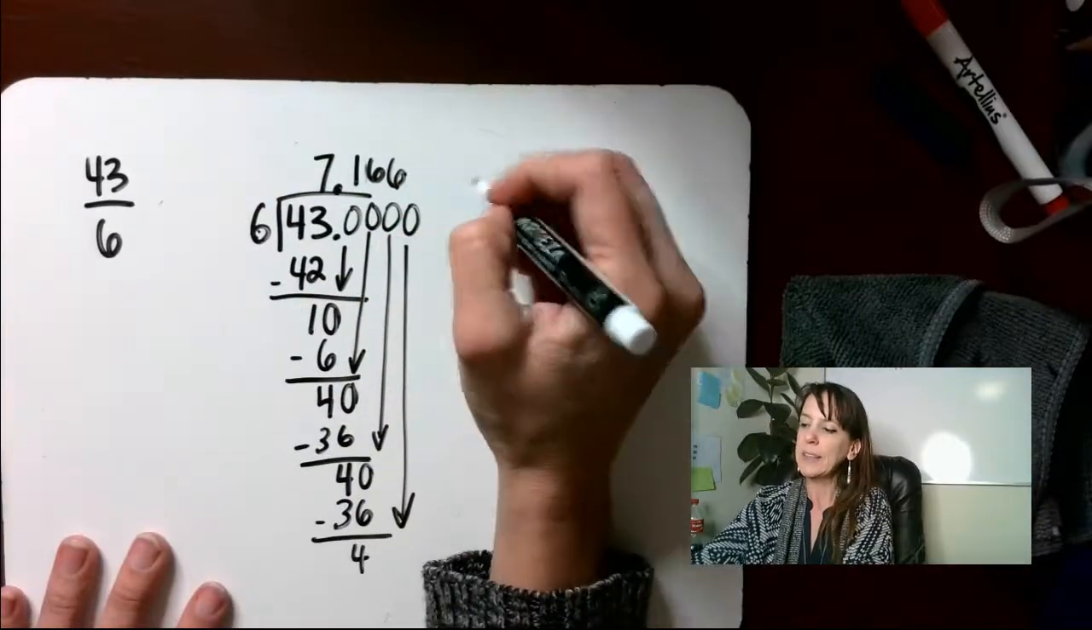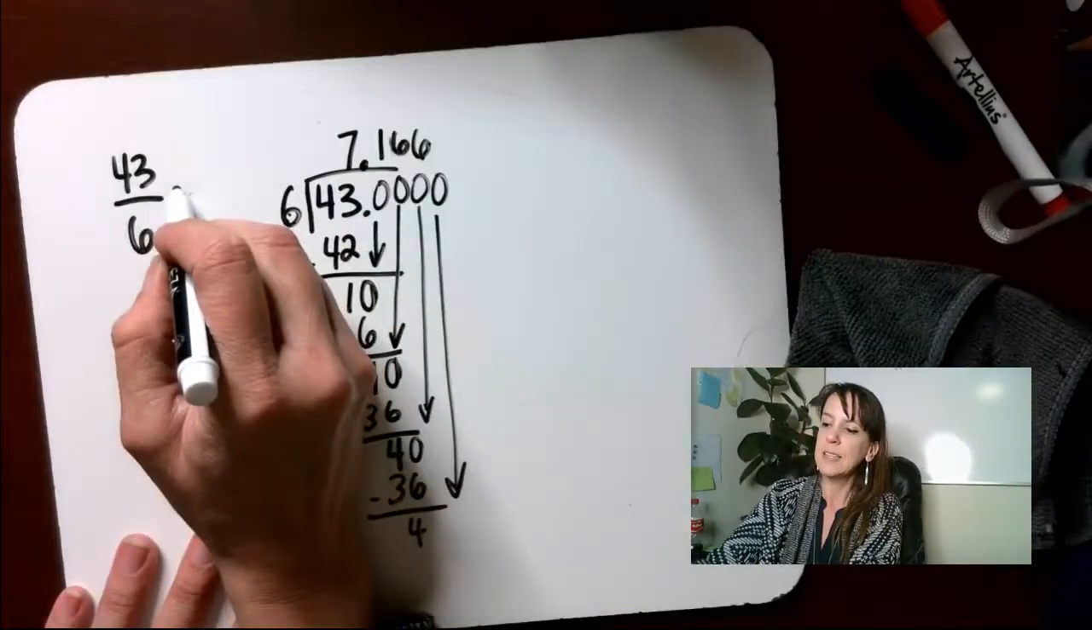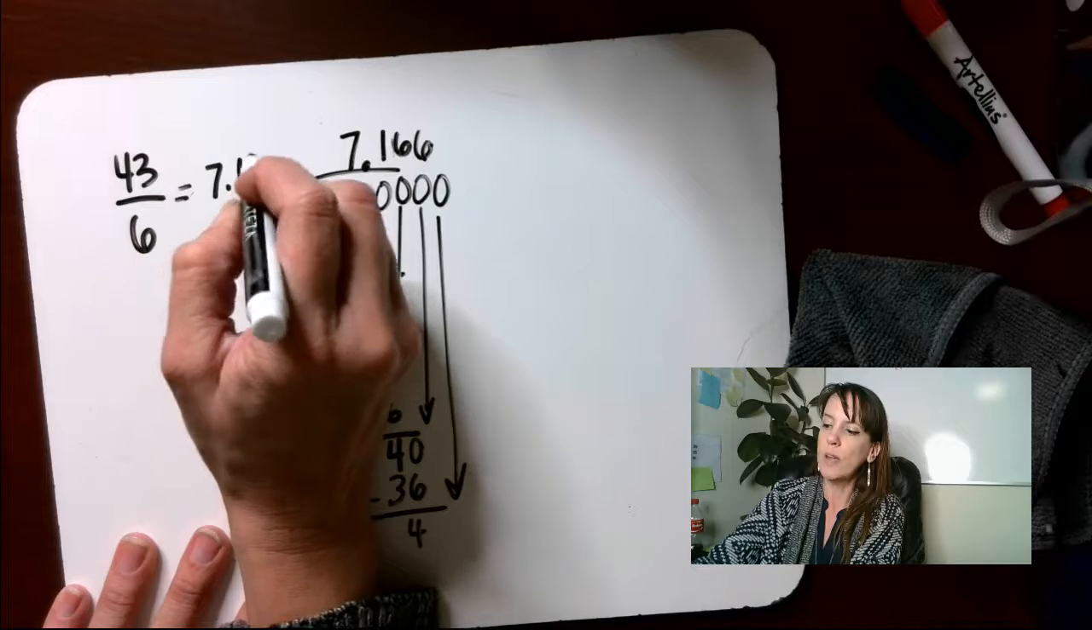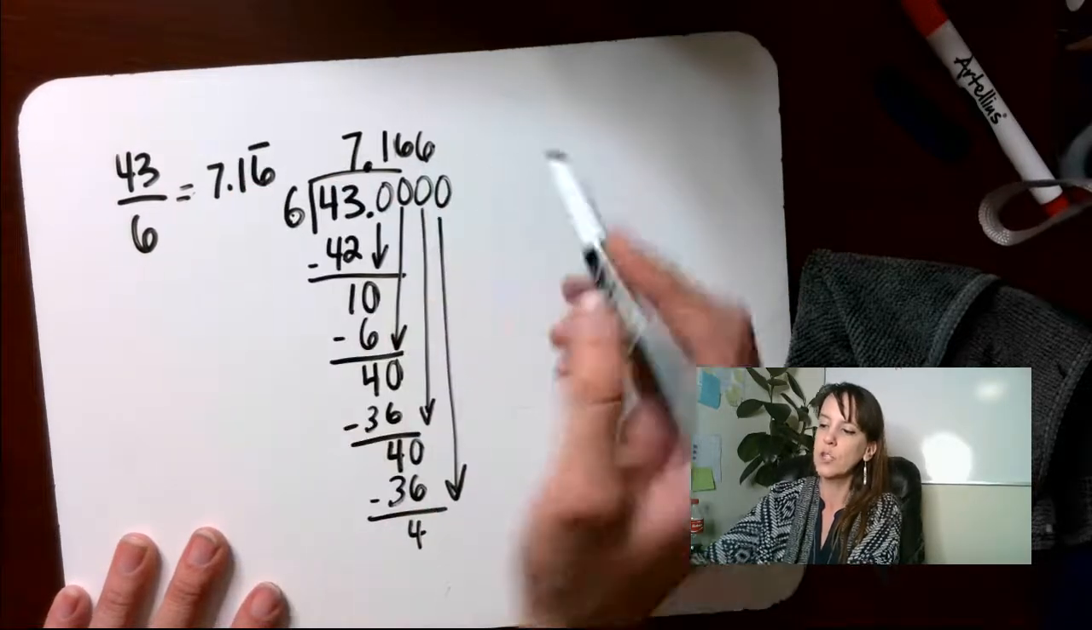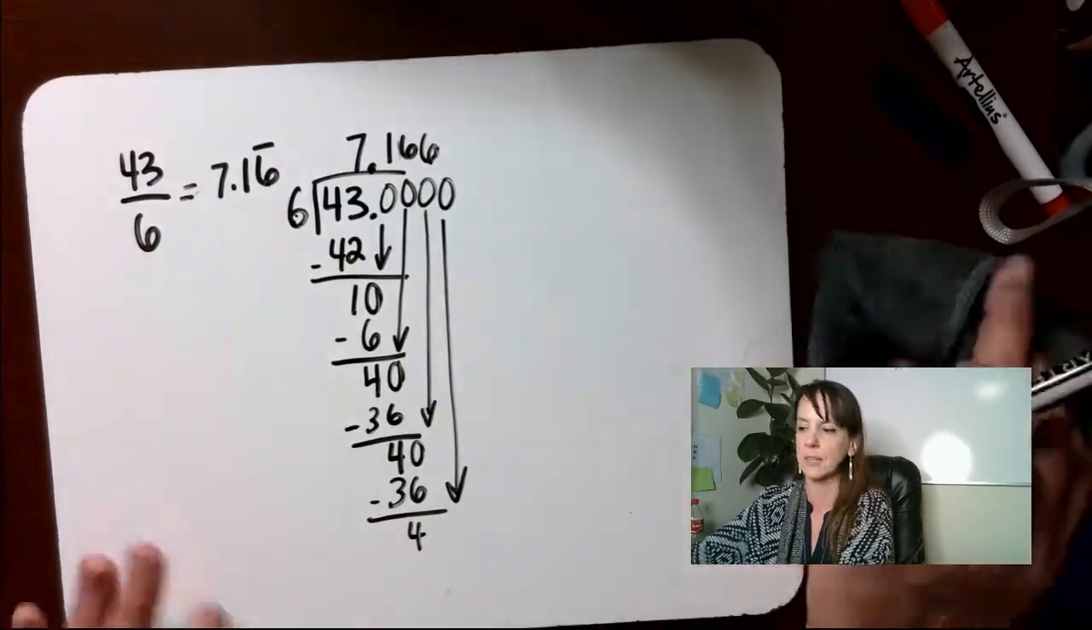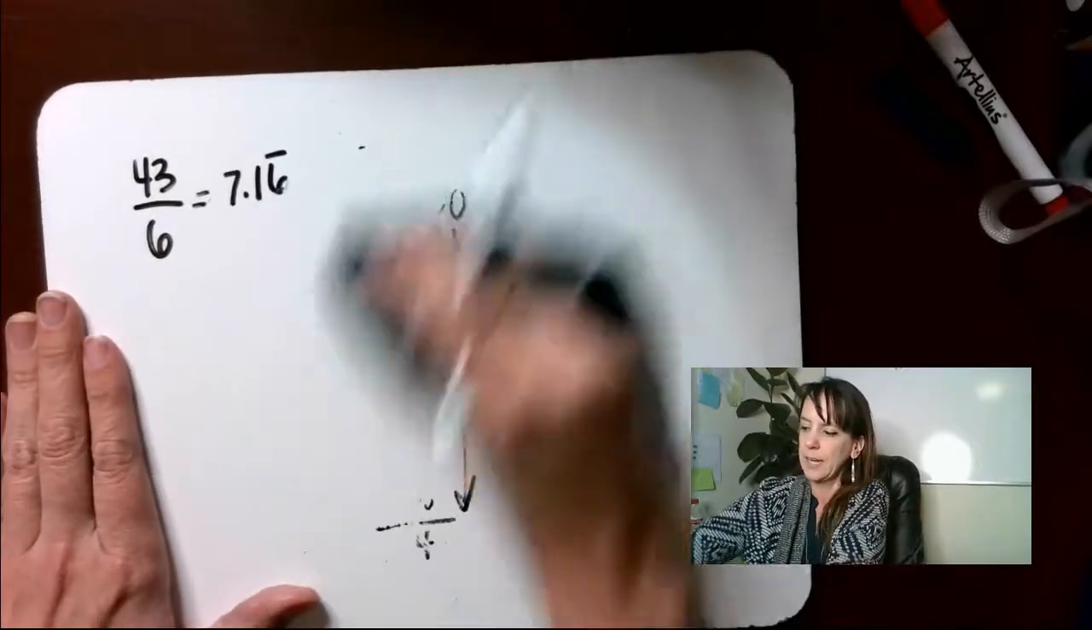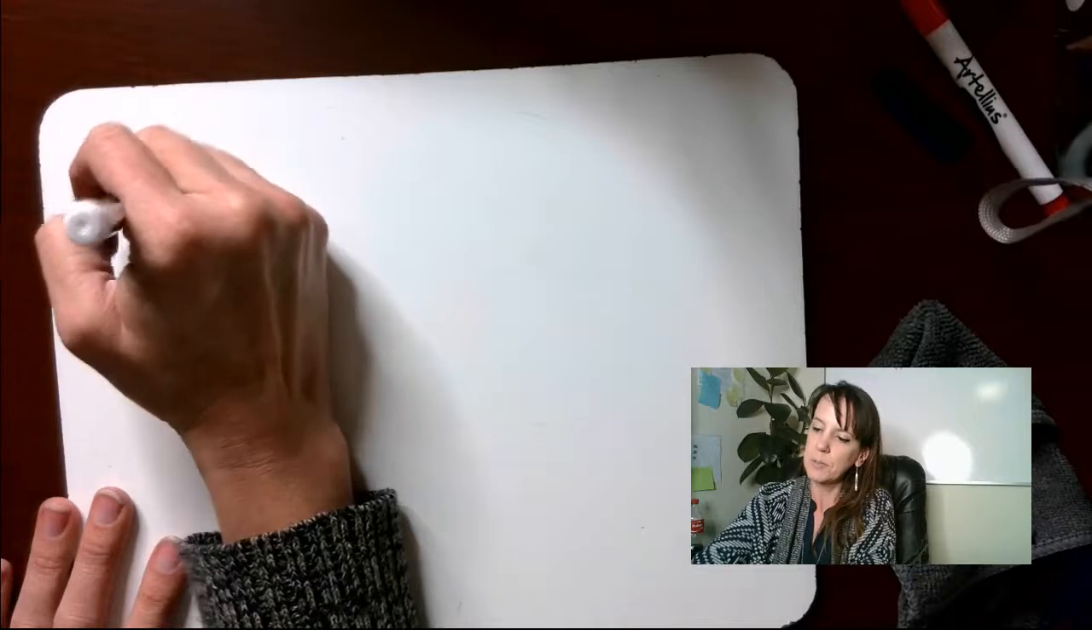The way that we would write this would be equals 7.16, and then I would put a line over just the part that's repeating, which is 6. So that is what that's going to look like. Let's talk about some of these other ones. So now let's go to example number 1.